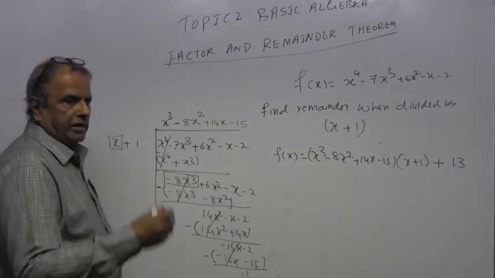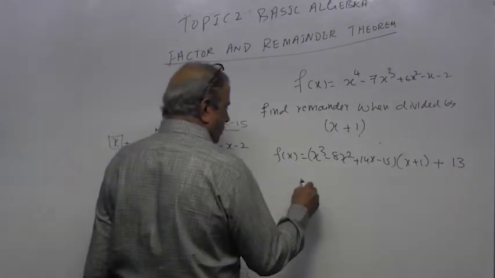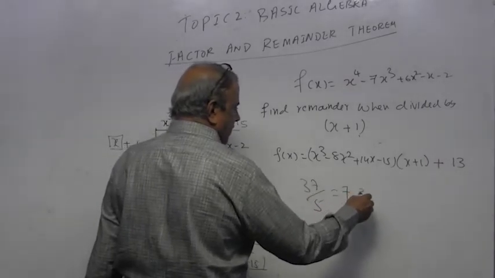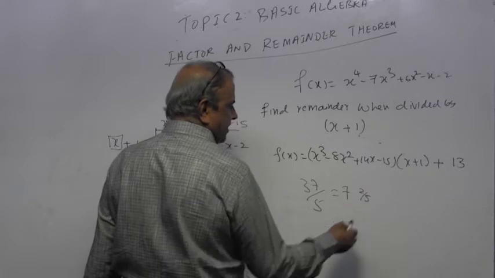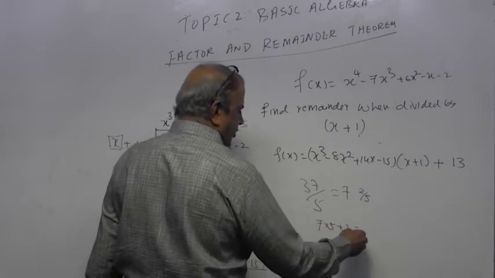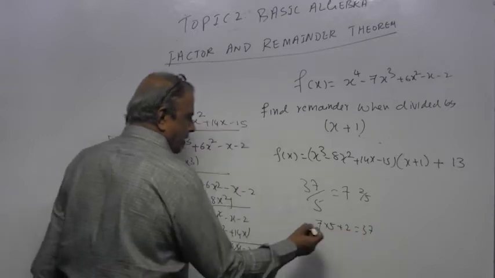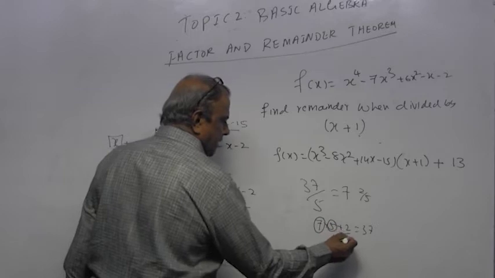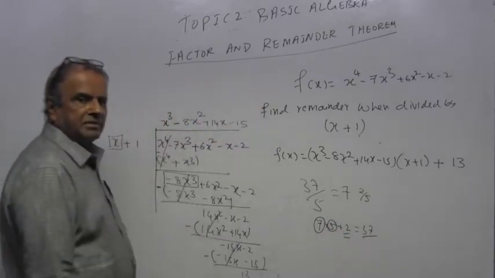How did I do that? Let's go back. Suppose you're doing 37 divided by 5. 5 sevens are 35 and 2 fifths, right? But basically what you're doing is 7 times 5 plus 2 is 37. Divisor times quotient plus remainder is the dividend.